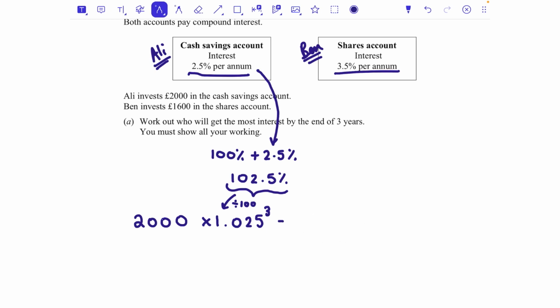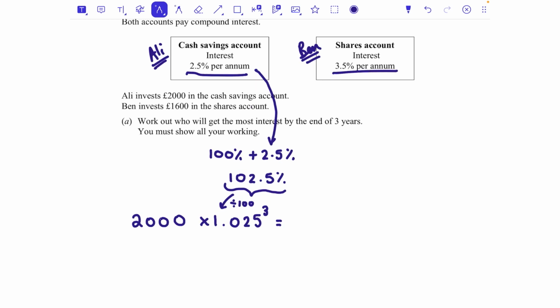And that's going to take interest, add it on, and then take that new amount and add on the interest, and then take that new amount and add on the interest. That is what compound interest means. So typing that in my calculator, that is 2,153.78125. But since we're working with money, we want to round it to 2 decimal places. So we want to chop the number there, always check the next number. It's a 1, so it rounds down. So Ali is going to have £2,153 and 78 pence at the end of 3 years.